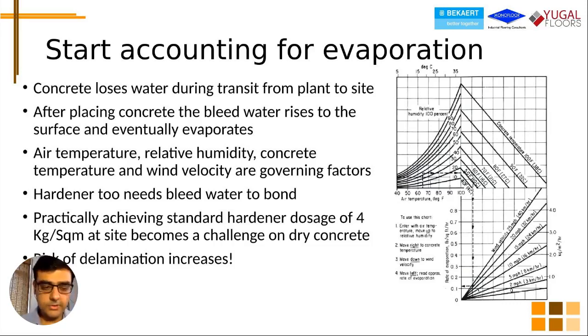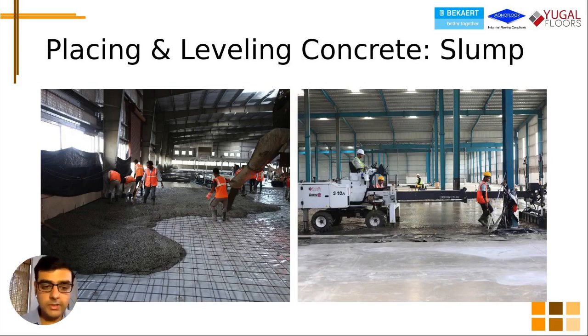Once we start the finishing process, we need even more water for the hardener to be able to bond to the slab. So you can use these 4 parameters and the graph on the right: air temperature, relative humidity, concrete temperature, and wind velocity, to actually calculate the rate of evaporation of water from concrete. You'll be amazed at the amount of evaporation that is happening. All this increases the risk of delamination and a compromised surface. We do not want a compromised surface.